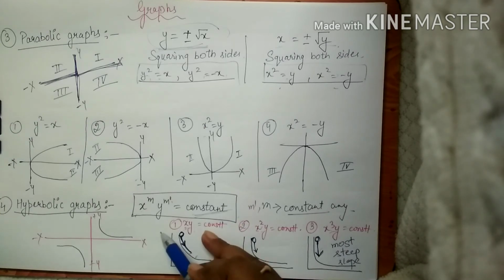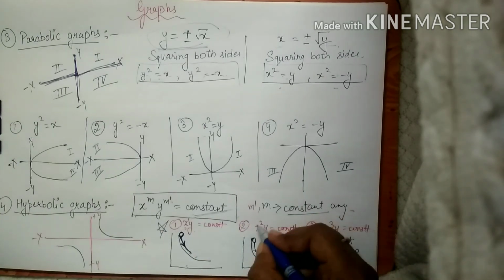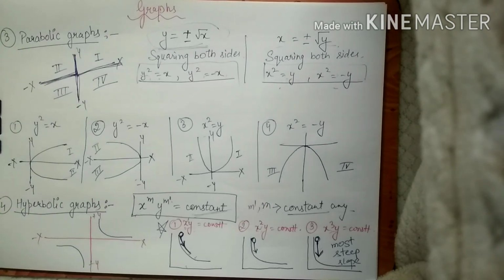So this is the main point which we have to remember, that is whenever there is increase in the power, the slope is becoming steeper, right? So this is all about your hyperbolic graphs. So with this your graph section is over. So far we have covered 4 types of graph: straight line graph, exponential, parabolic and hyperbolic graphs. So after this you can start with your chemical kinetics.